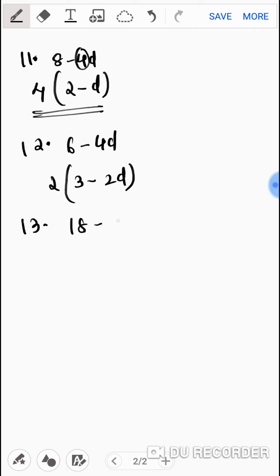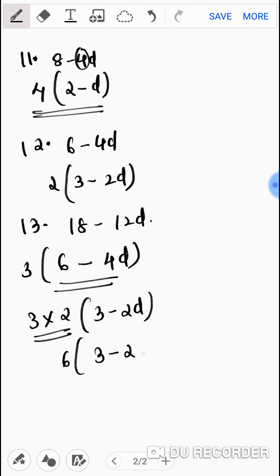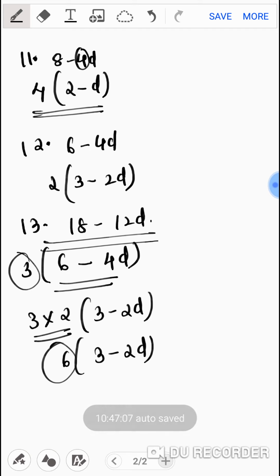Next, I'll take 18 minus 12d. Can I take 3 common? 6 minus 4d. Again 6 minus 4d, you can also take 2 from here. So that will become 3 minus 2d. So here you will make it 6 bracket 3 minus 2d. Are you getting my point clear? You have to take the highest common factor. So 3 is not the highest common factor. 6 is the highest common factor between 18 and 12.